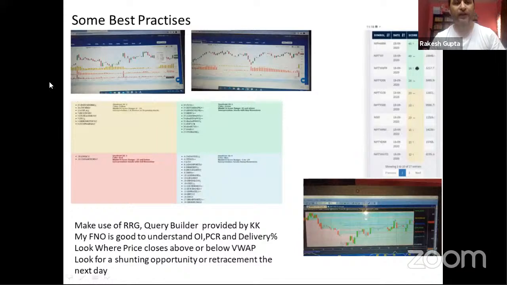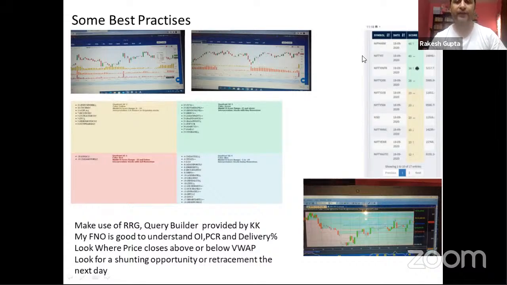Some of the homework which I do, since I mostly do FNO, and this has kind of helped me, is I've subscribed to my FNO as well. What it does is it actually gives you a graphical representation of OI built up, what is the delivery, and whether PCR is actually increasing, right? And this helps me, of course, gives me a quicker guide to where to scan and where to see.